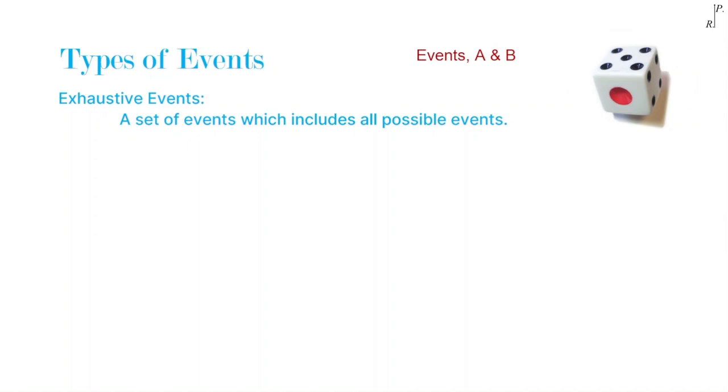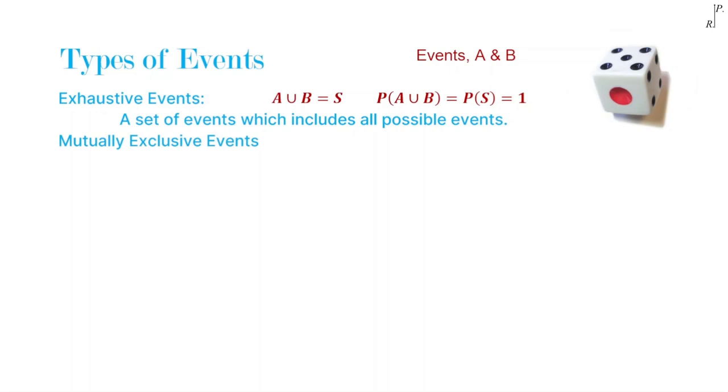Let us consider 2 events, Event A and Event B. For these 2 events to be exhaustive, together they shall comprise the sample space. We can say that probability of A union B equals the probability of sample space, and that will be equal to 1 since it comprises all the possible events.